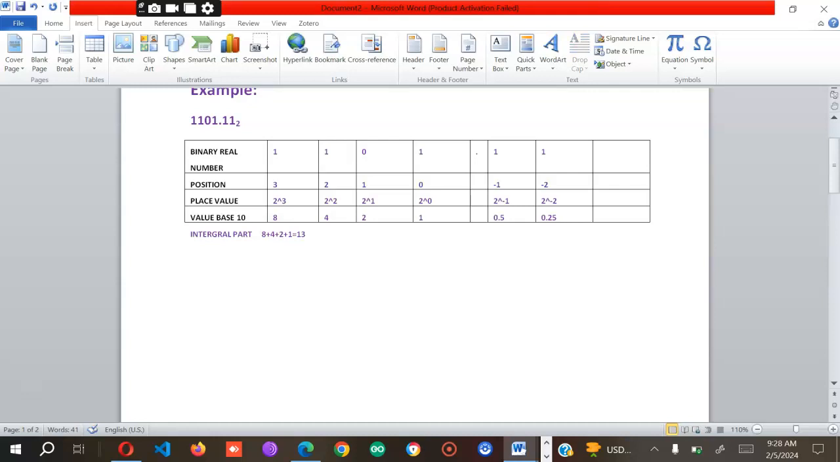While the other part, which is now the fractional part, we have 0.5 plus 0.25, which is giving us a total of 0.75. Now, after you get the fractional part and the integral part, you add them together.